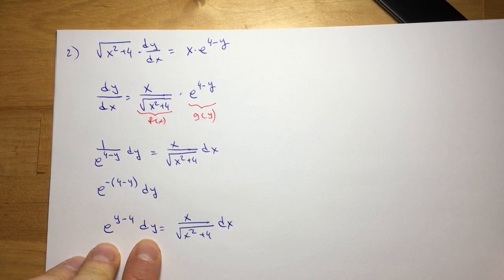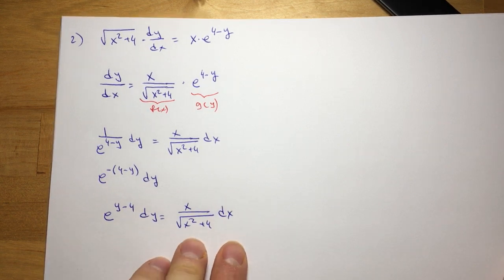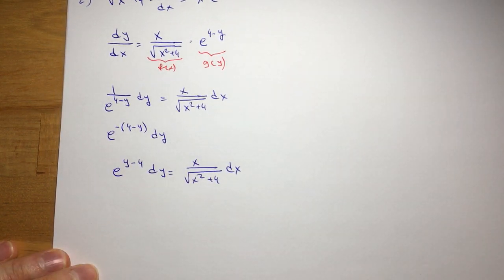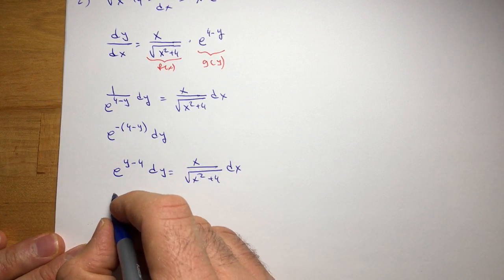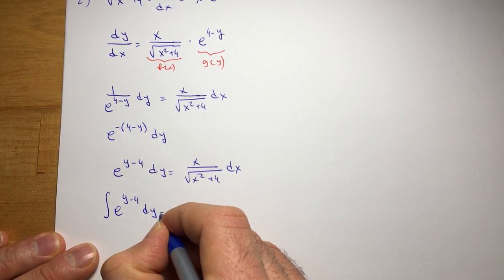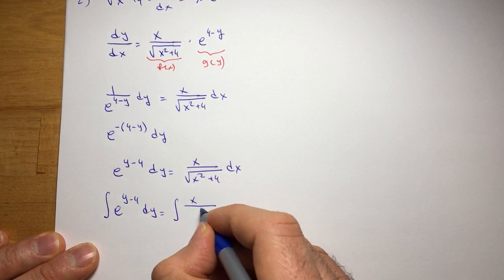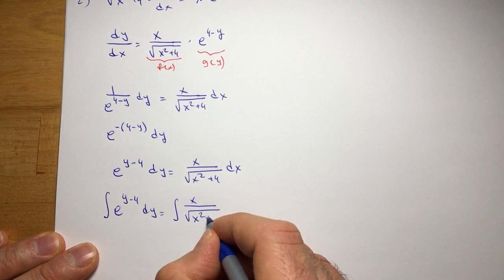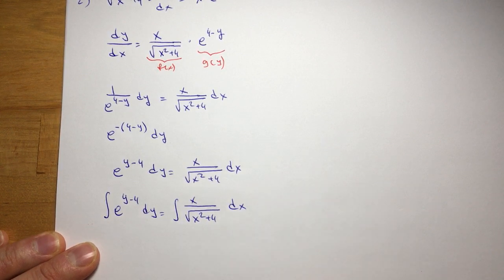Now the left hand side is expressed only in terms of y and the right hand side is expressed only in terms of x. I can proceed by taking integrals. So the integral of e to the power y minus 4 dy is equal to the integral of x over square root of x squared plus 4 dx.